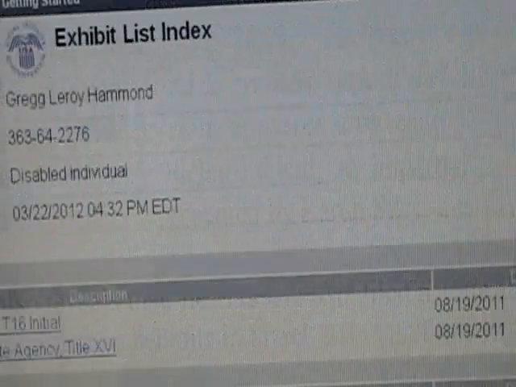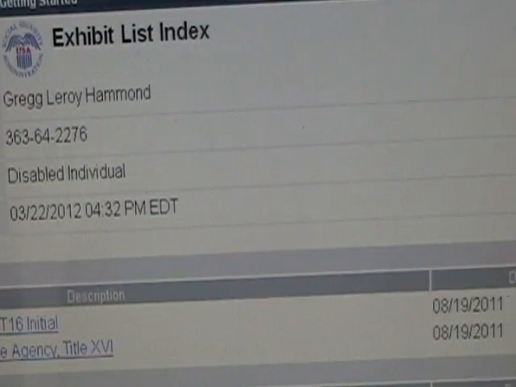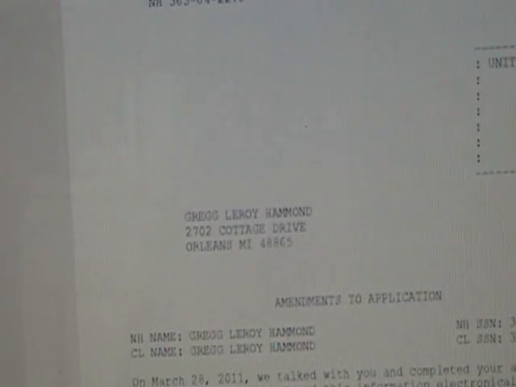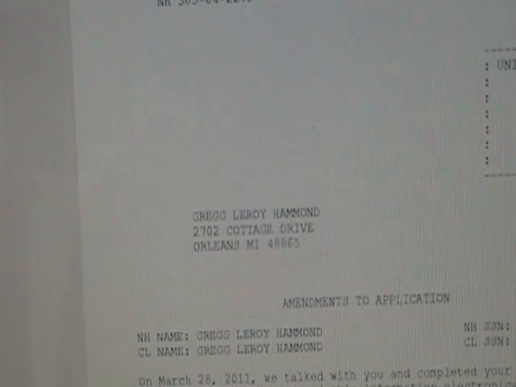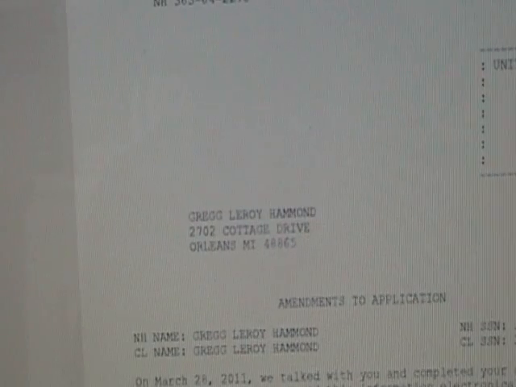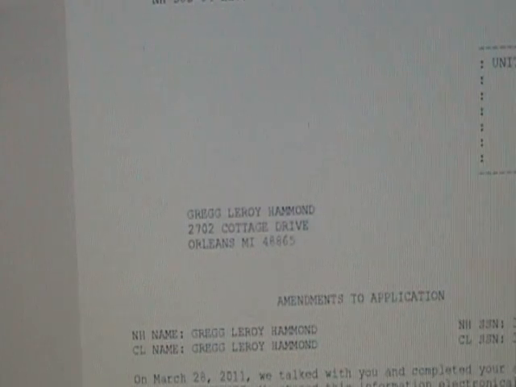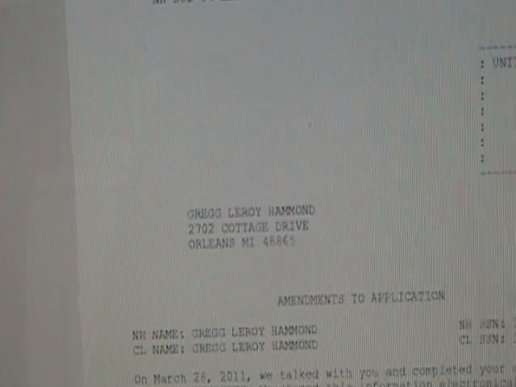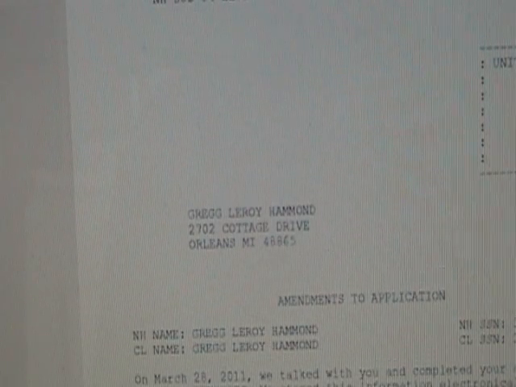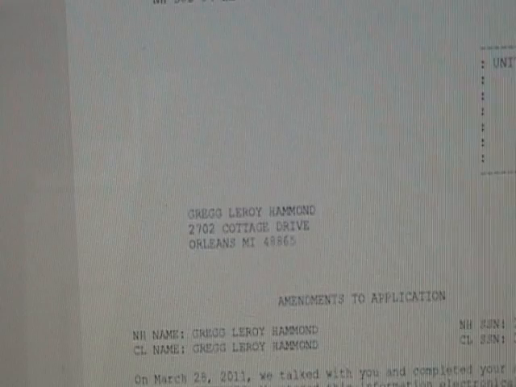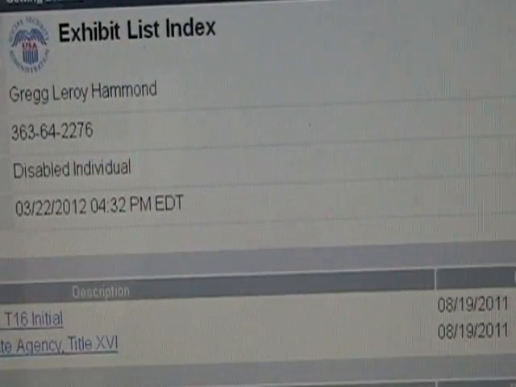So let's go to 2D. Here's 2D. Now, this is an amendment of the onset date, but I never filled this out. This isn't me. Every form I ever filled out was signed by me, and I made copies of it. So, there's the first problem. Let's go back to the decision real quick.